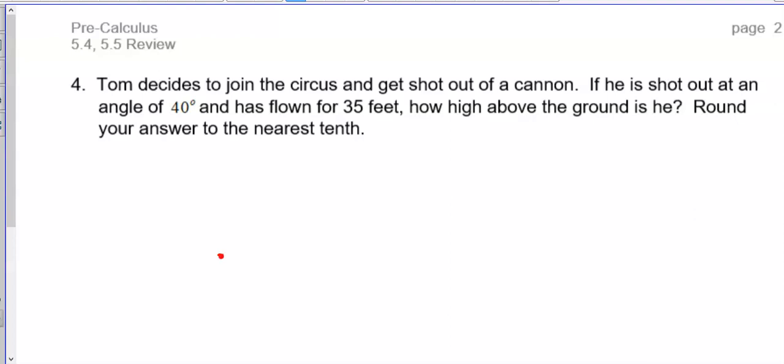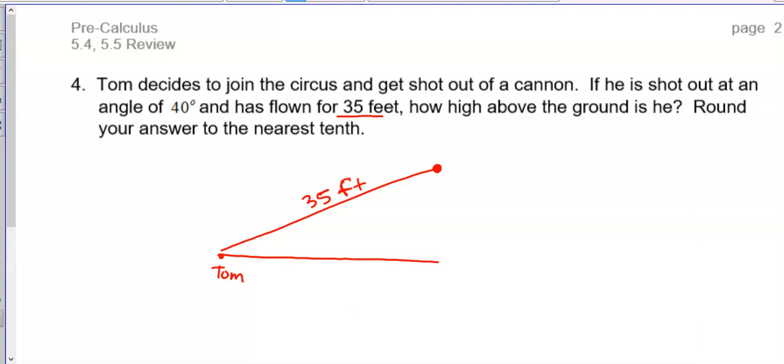Okay, so here's Tom at the beginning, and he is shot out of a cannon, like so. That distance there, they are saying, is 35 feet. He has traveled kind of diagonally 35 feet. And obviously he's gone kind of a horizontal distance and he's now off the ground. So there's our triangle. This angle here, they are saying is 40 degrees. And the question is, how high above the ground is he? What's the height above the ground there?